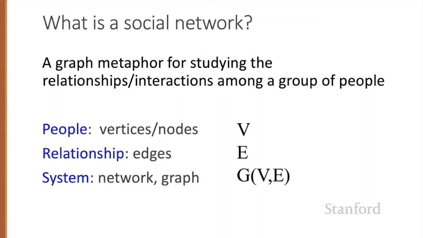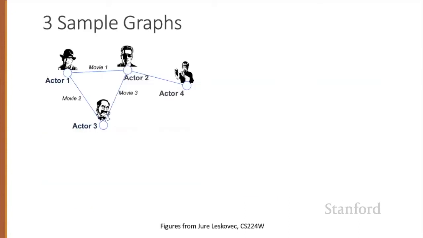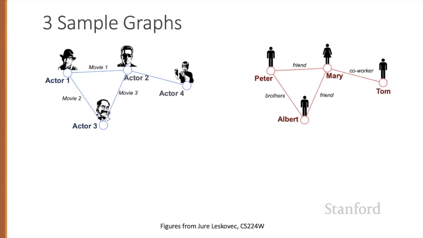So we'll have nodes or vertices of the graph. Those will represent people. And various specific relationships between people will be represented by the edges or links between the nodes. So the whole system of people and their relationships will be the network or graph encompassing these vertices and edges. Here's a graph, for example, where the nodes are actors and the edges are movies they appeared in together. Or here's one where the nodes are people and the edges are social relationships like brother or friend.